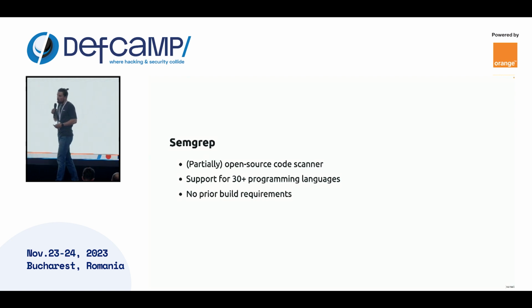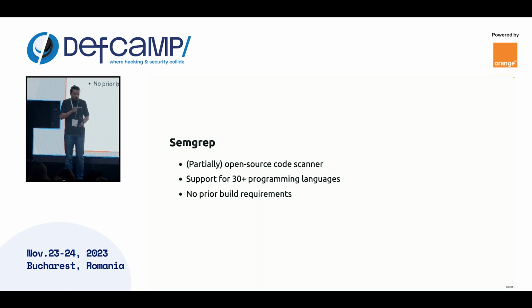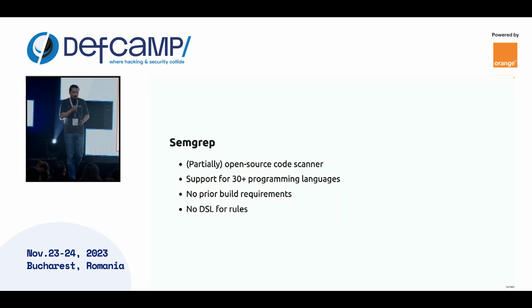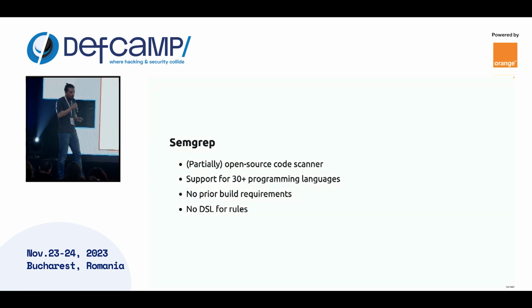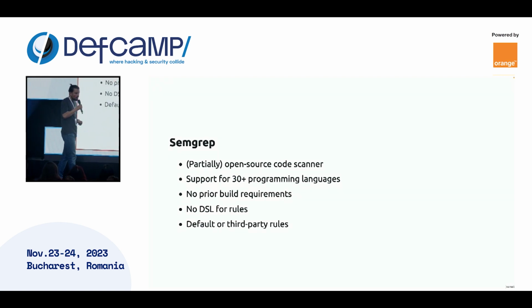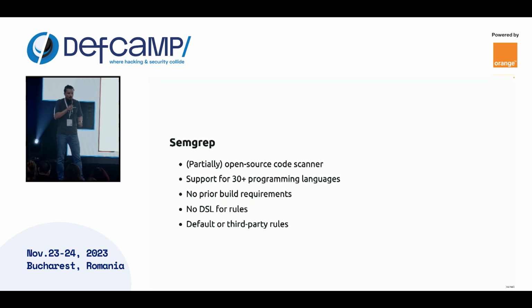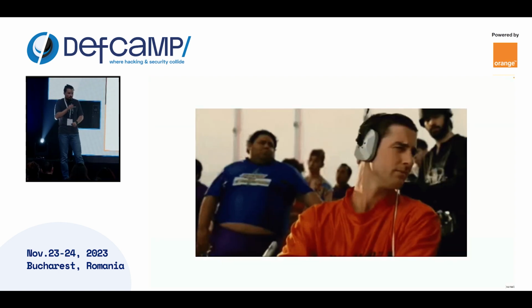So for example, if you used Coverity in the past, there is a requirement to build your C code base, for example, before applying the rules, which does not apply in the case of Semgrep because it will analyze only the code. And another nice thing about Semgrep is that it doesn't have a DSL, a domain-specific language. You can write your rules directly in the language in which the application is written. And you can have default and third-party rules, as previously mentioned.